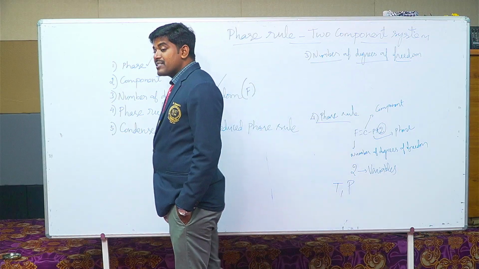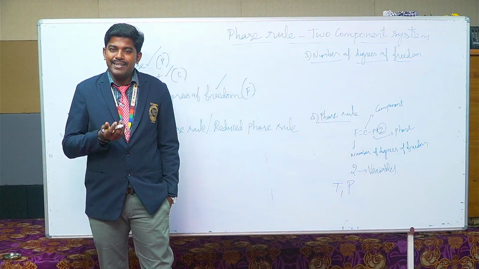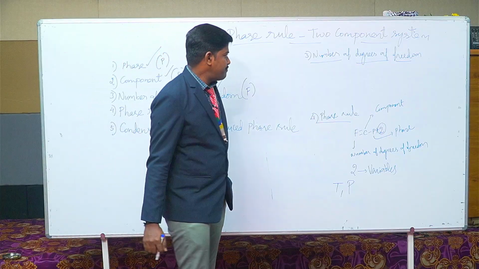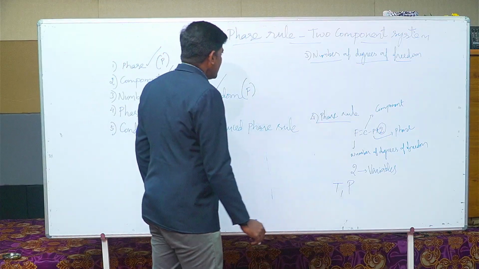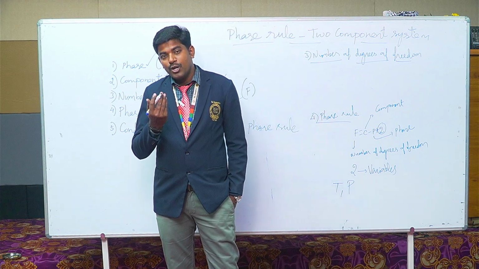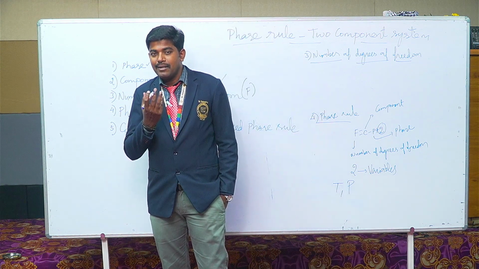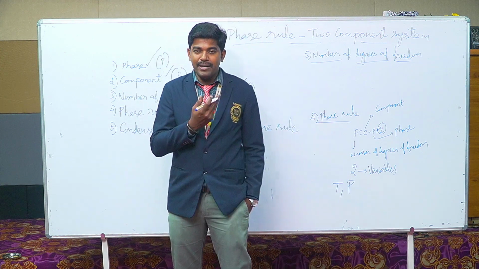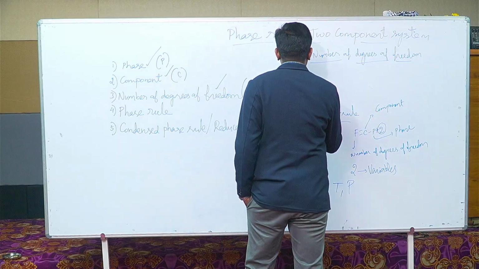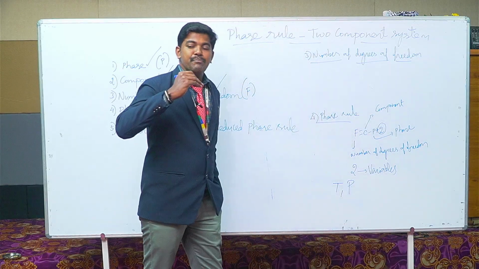The number of degrees of freedom is determined by using the phase rule. I'll tell you the example. The same example that we have taken to calculate the component previously. Now we will take the decomposition of calcium carbonate. We will go from the simple example.